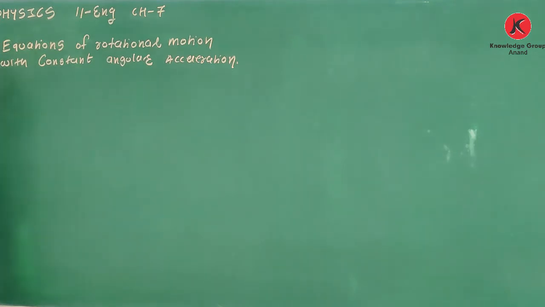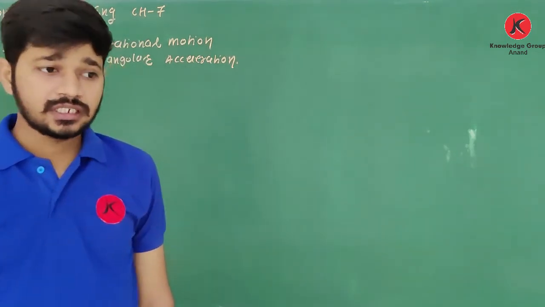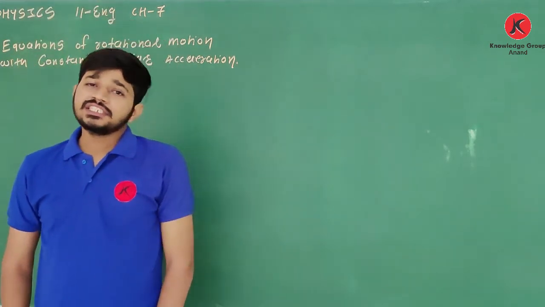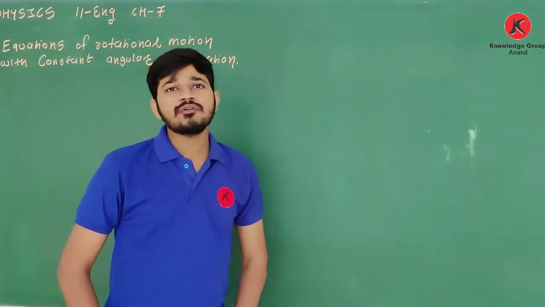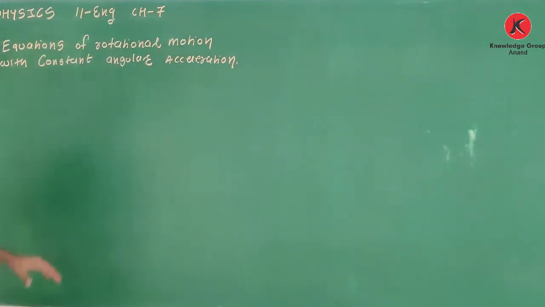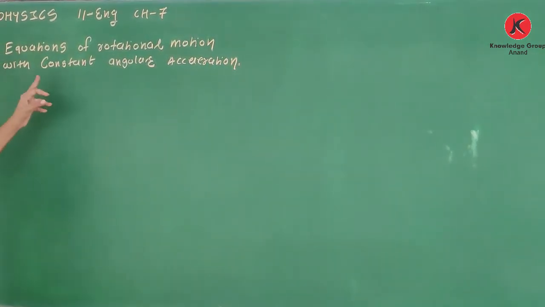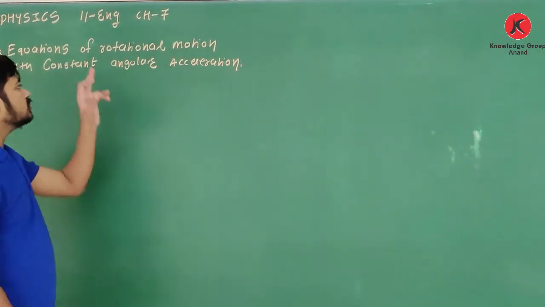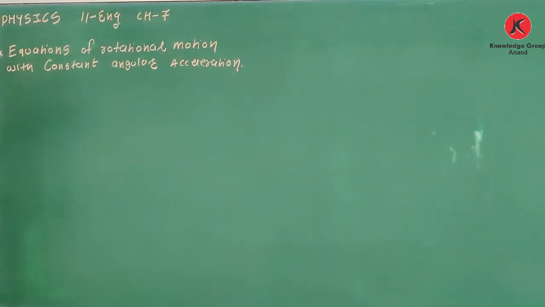See, in chapter number 3 we derived equations for uniformly accelerated motion in one dimension. In chapter number 4 again we derived equations of uniformly accelerated motion in a plane. Now in this chapter it is again equations of constant angular acceleration, but it is for rotational motion.